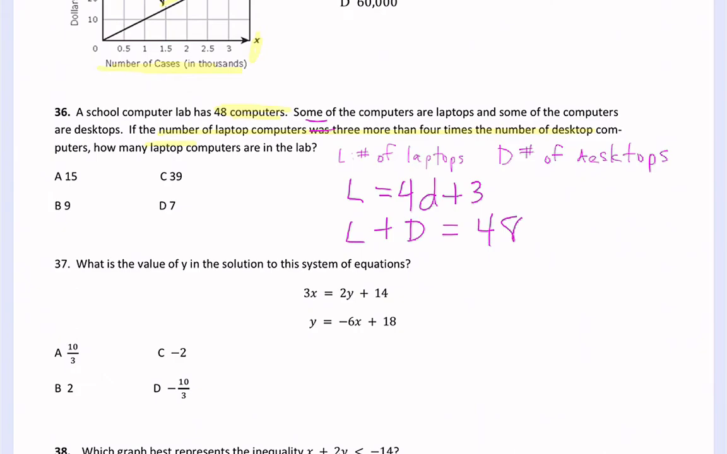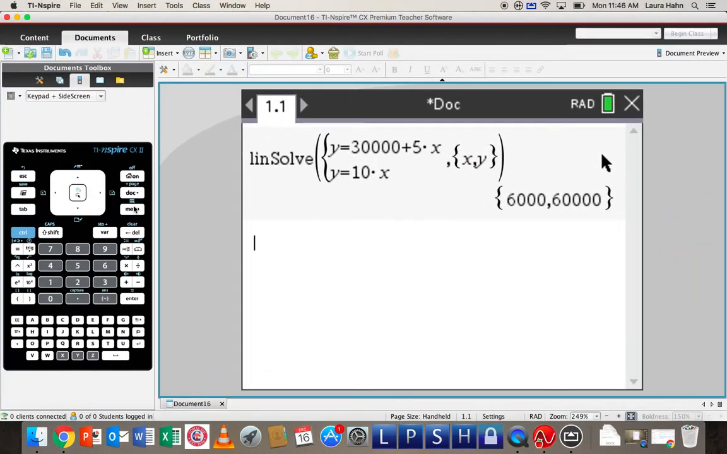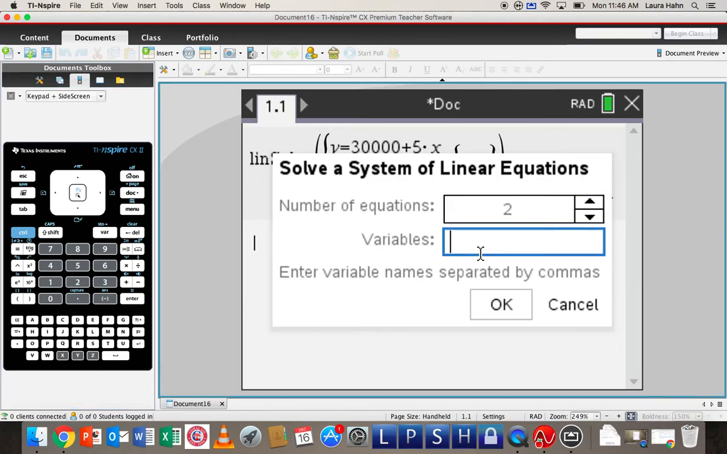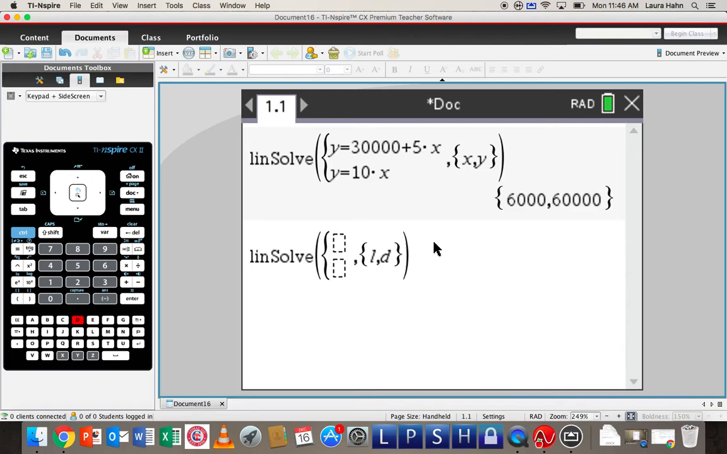Okay, so now that we have our 2 equations, I'm going to go to my calculator and use menu 3 too. I don't want to use x comma y because we used L comma D instead. So my first equation said L equals 4D plus 3. My next equation says L plus D is equal to 48.